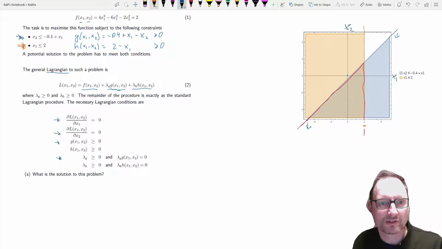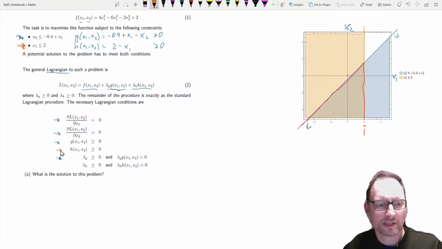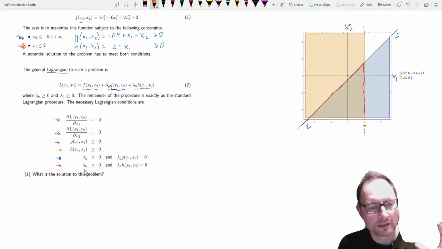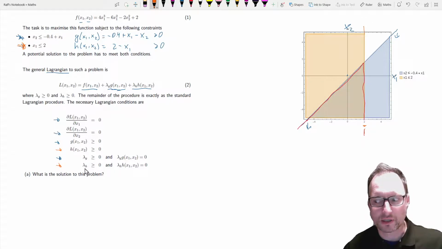Now that we are having a second constraint, we're adding two conditions. Firstly, just the second constraint. It has to be larger or equal to 0. And we're adding a second complementary slackness condition. The Lagrangian multiplier to the second constraint also has to be larger or equal to 0, and we have a second complementary slackness condition. So our potential solutions now have to meet all of these 6 conditions. So what is the solution to the problem?